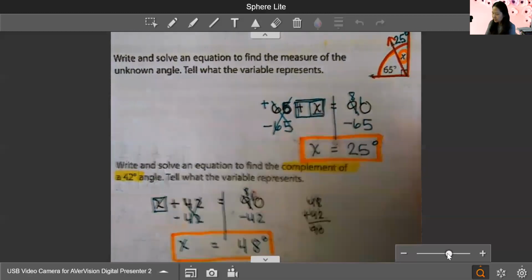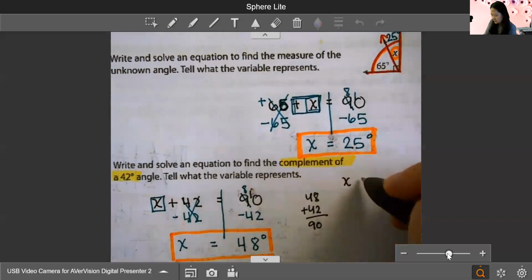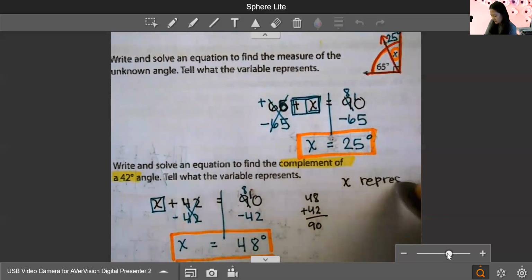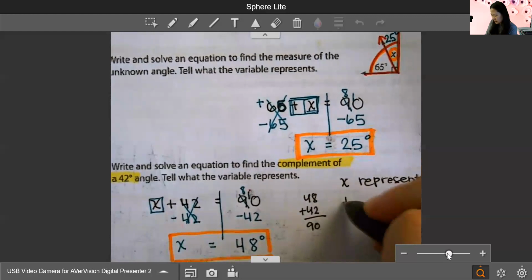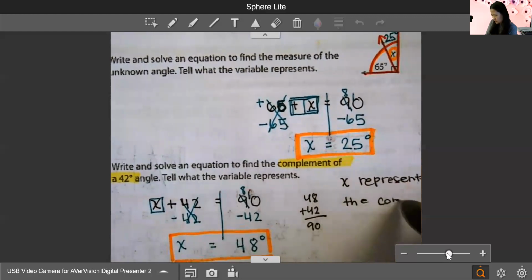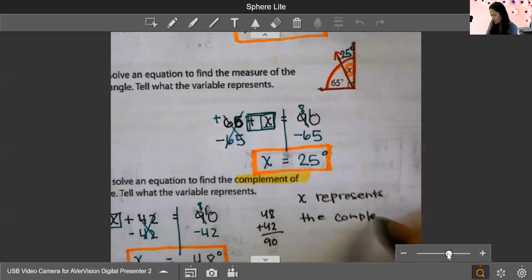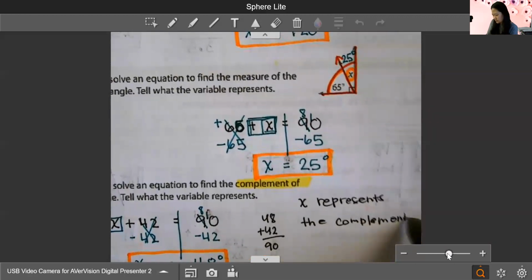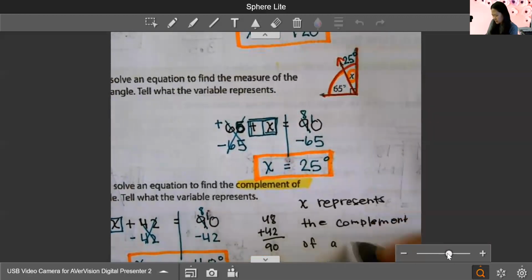Tell what the variable represents. X represents the complement of a 42-degree angle.